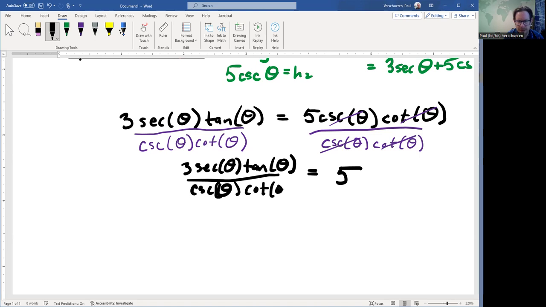And then I'm just going to do one big multiplication. The thing that will cancel out these terms in the bottom, the inverse of cosecant is the sine, and the inverse of the cotangent is the tangent. So if I multiply top and bottom here by the sine of theta times the tangent of theta, I'm going to do that top and bottom.